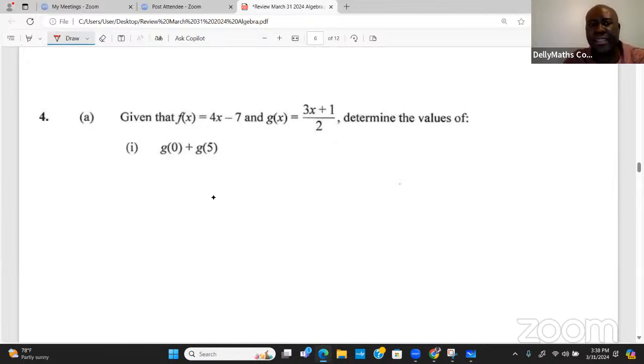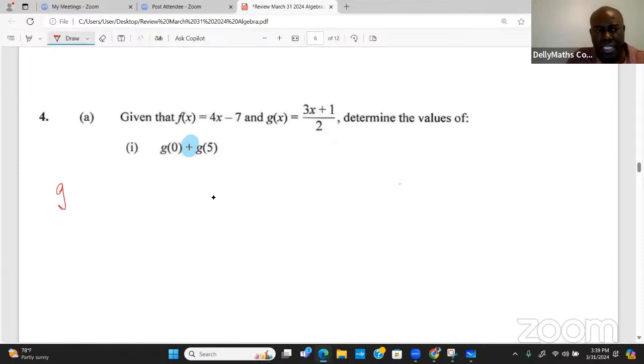So we're looking at, given that f of x is equal to 4x minus 7, and g of x is equal to 3x plus 1 over 2, we want to determine the value of g of 0 plus g of 5. A lot of times I've seen where people would have seen this and they walk away from it. But basically what you want to do is to find them both, and then you're going to add them. Just do what the math asks you to do. You're supposed to be adding them. But let us find them first.